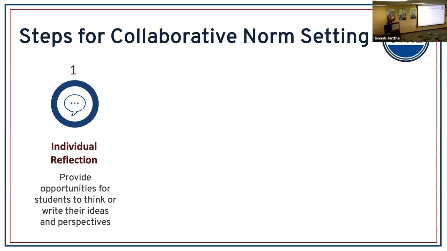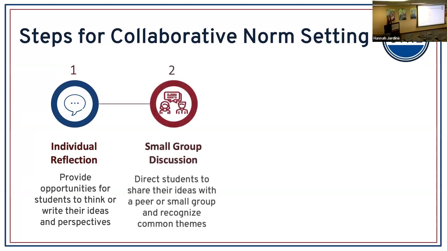what are some values and principles we can enact in this course that will make you feel included or that will support your learning? And then putting students into small groups to share their ideas with their peers, recognize common themes. Okay, all of us in this group agree that this needs to happen, or agree that we really value collaboration, or we really value honesty and open communication.